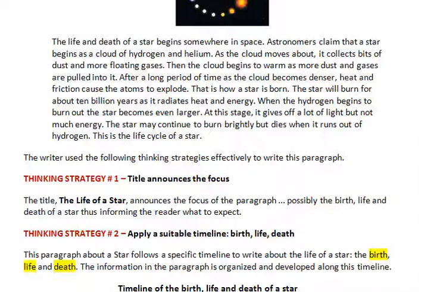The star will burn for about 10 billion years as it radiates heat and energy. When the hydrogen begins to burn out, the star becomes even larger. At this stage, it gives off a lot of light, but not much energy. The star may continue to burn brightly, but dies when it runs out of hydrogen. This is the life cycle of a star. The writer used the following thinking strategies effectively to write this paragraph.